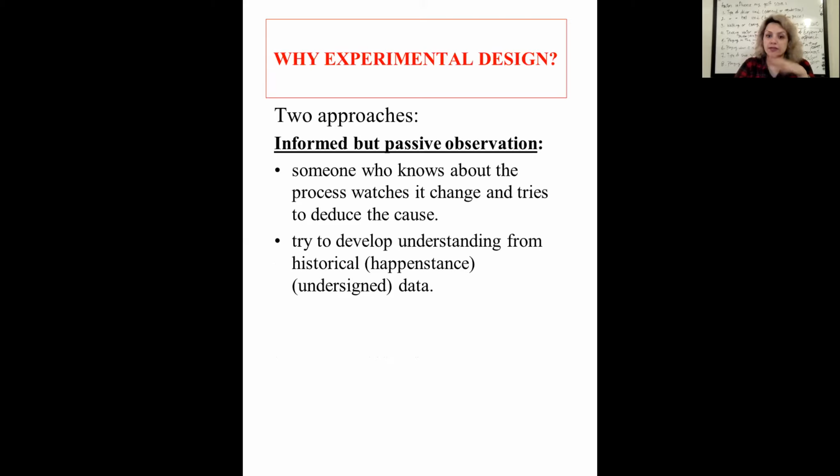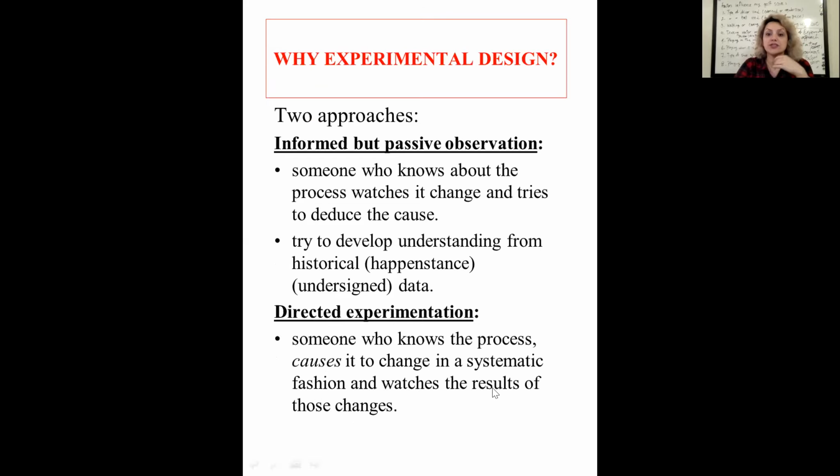So we have two approaches. The first one is the informed approach, and the second one is the directed one. Informed but passive observation is that someone who knows about the process watches change and tries to deduce the cause. But directed experimentation is that someone who knows the process causes it to change in a systematic fashion and watches the result of those changes.